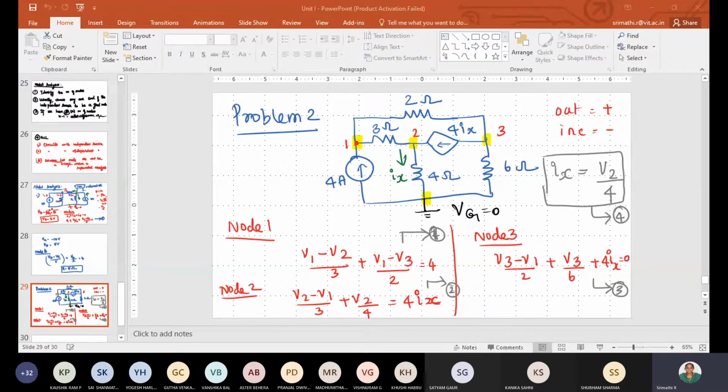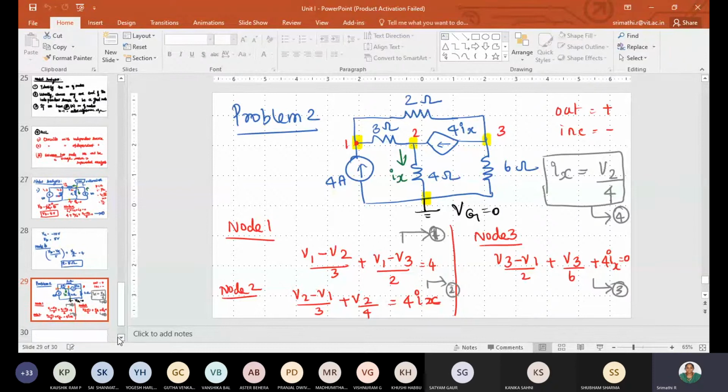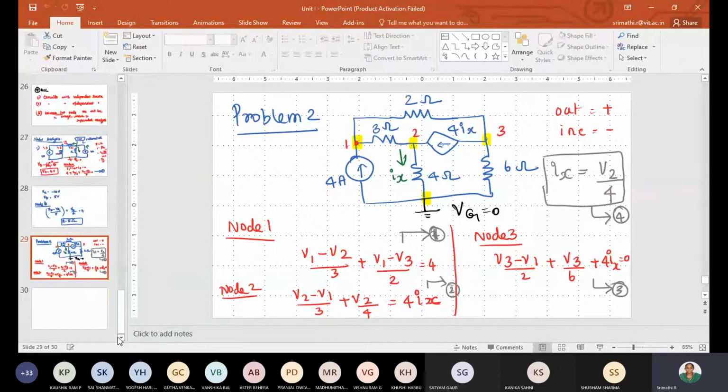Okay. So now we will see the nodal and mesh analysis. We will see the mesh analysis.